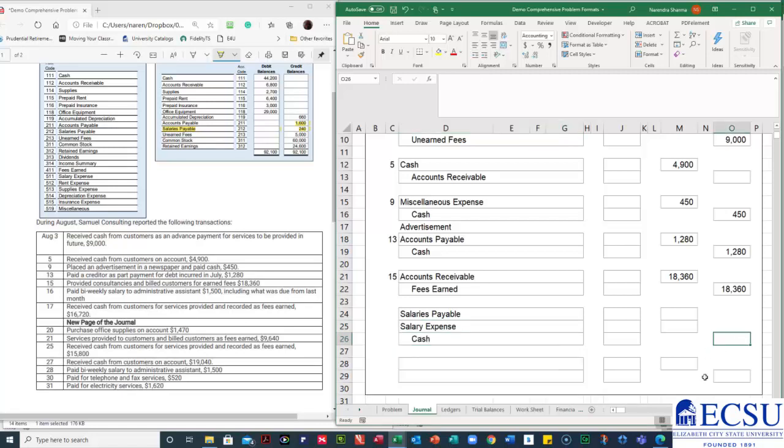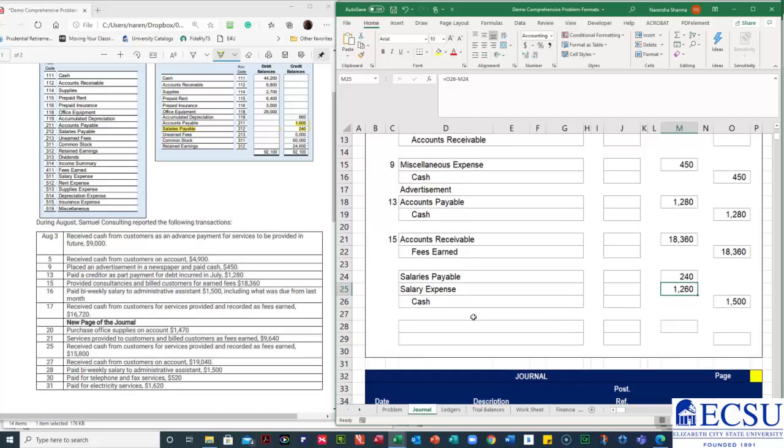So let's start with cash. Cash I paid 1500, and remember 240 was for something that was payable last month. So for this month it is going to be 1500 minus whatever was paid for last month, that is 1260. So that's how you get that 1260. 1500 minus 240. Okay, so that is how we do that. That was the journal entry for the 16th. Now we move on to the next.